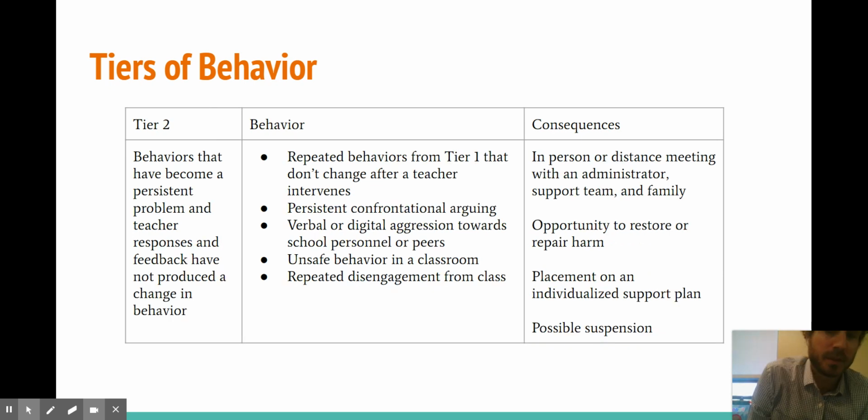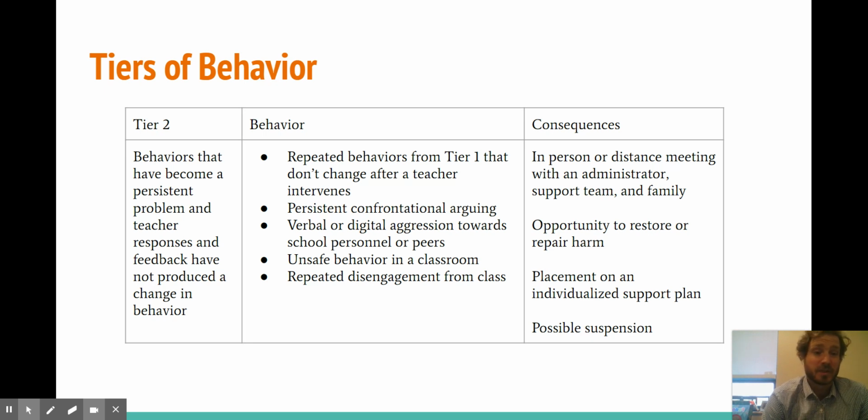Meanwhile, tier two, these are behaviors that have become a persistent problem, and a teacher who is trying to respond and give you that feedback and try to give you that help to improve, but it just simply hasn't changed the behavior. Those things continue to persist. So what does that look like? So again, those repeated behaviors of distracting a class, or repeated evidence of arguing with a teacher. Then it becomes tier two when it's persistent.